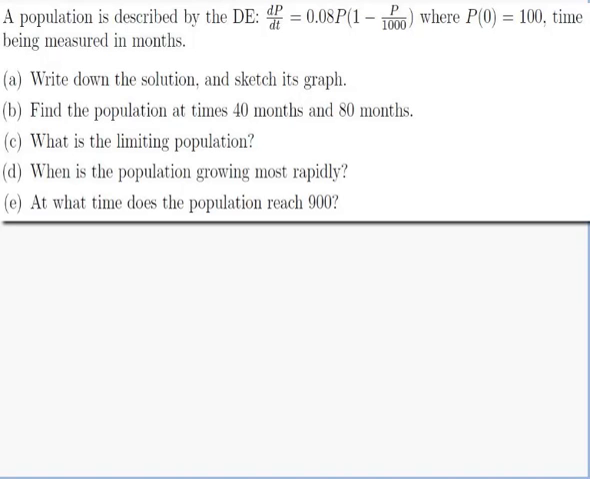The question is, a population is described by dP/dt = 0.08P(1 − P/1000), where P(0) is 100, time being measured in months. And then there's 5 parts, A, B, C, D, E. Part A is: write down the solution and sketch its graph.